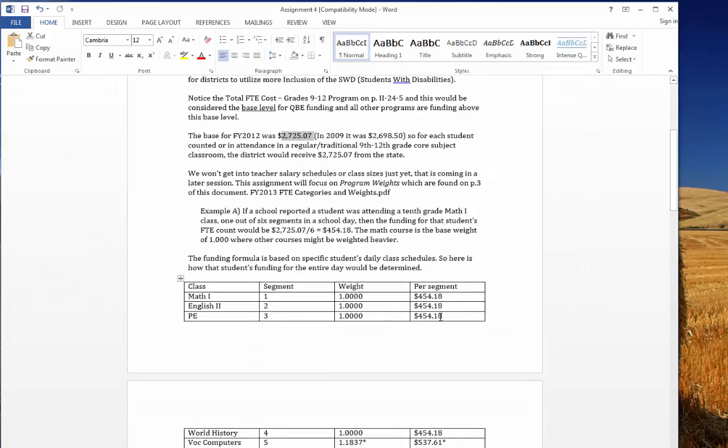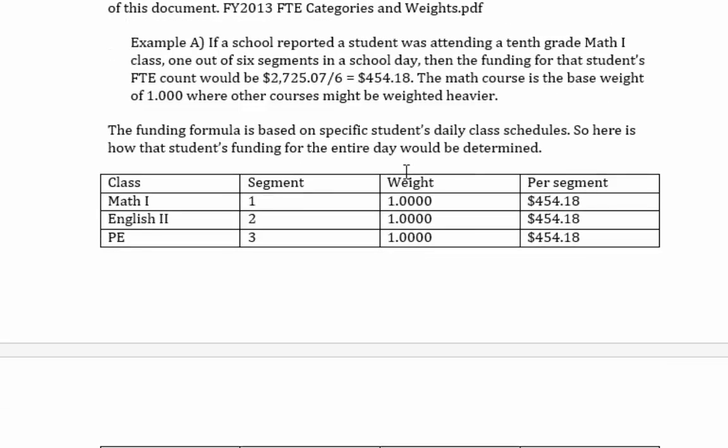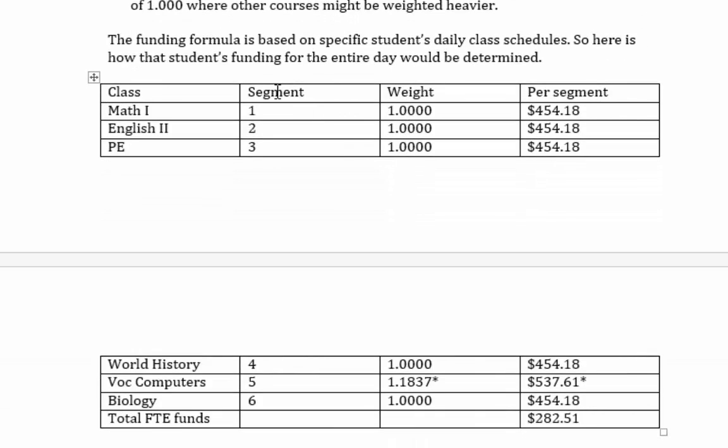Now look what I've done here. This is an example of a student. I took that amount of 2,725 and divided it by 6 segments, so each class that the student takes that day will get 454, depending on what type of class it is. In this particular class, math, he gets the basic weight of 1 times the segment, and that's the figure he gets.